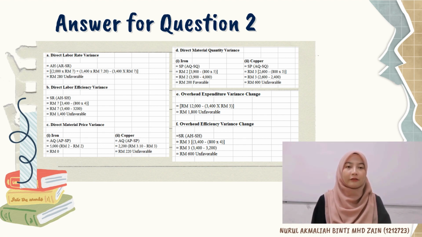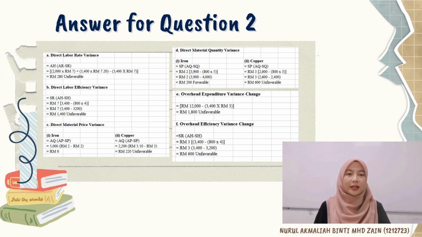The formula for overhead expenditure variance is overhead expenditure variance equal to actual overhead expenditure minus standard overhead rate times actual hours. The actual overhead expenditure is given as RM12,000. The standard overhead rate is the predetermined or expected overhead cost per hour of labor. In this case, it is RM3. The actual hours worked is 3,400 hours. Therefore, the company incurred an unfavorable overhead expenditure variance of RM1,800.